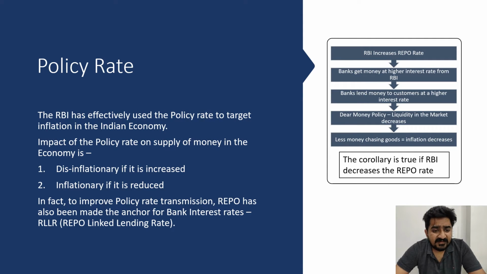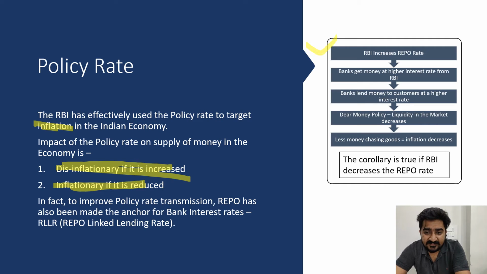The RBI has effectively used policy rate to target inflation in the Indian economy. The impact of policy rate on supply of money in the economy is disinflationary if it is increased and inflationary if it is reduced. That is, when the RBI increases the repo rate, banks get money at a higher interest rate from the RBI. Banks lend this money to customers at a higher interest rate. Therefore, since the rate of interest increases, it tantamounts to dear money policy. It reduces the liquidity of money in the market. Therefore, less money is chasing the same amount of goods, which is equal to decrease in inflation.